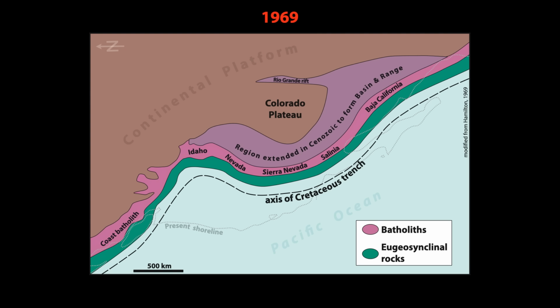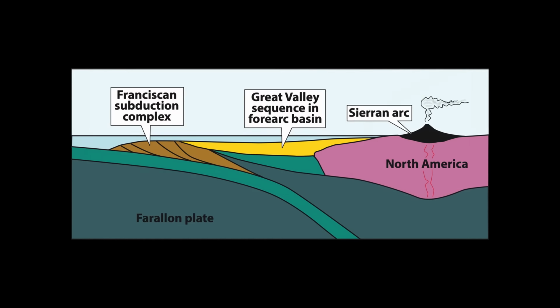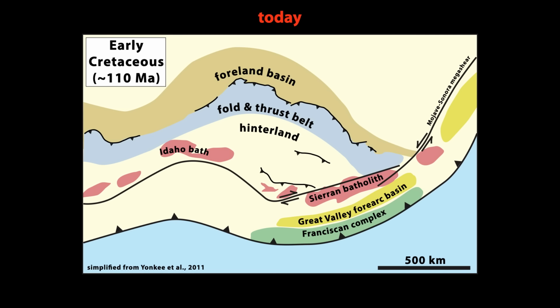Now, Warren Hamilton had this idea, and since 1969, it's more or less been taken as the ruling paradigm of Cordilleran geology. You have a thick Sierran arc based on the thickness, the high-standing nature of the Andes, and the Great Valley sequence out in front of it, a forearc basin, and then the Franciscan subduction complex, accretionary prism rocks out to the west. And this has continued since 1969 right down to the present.